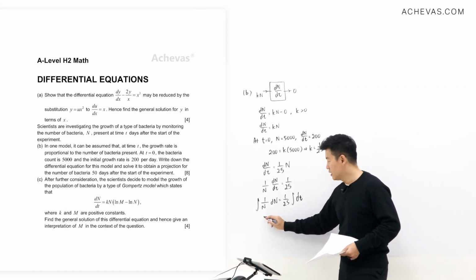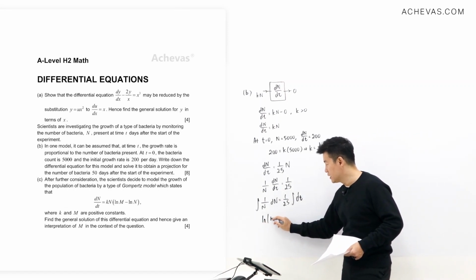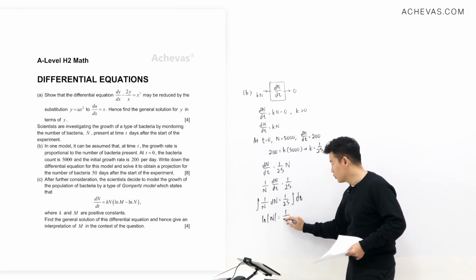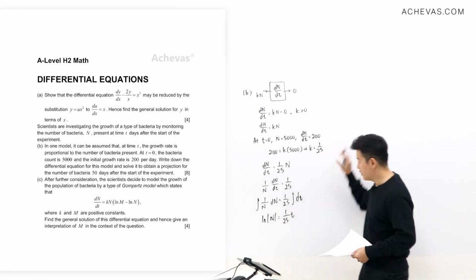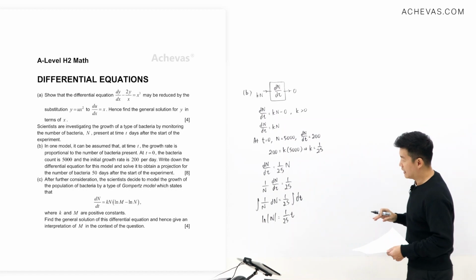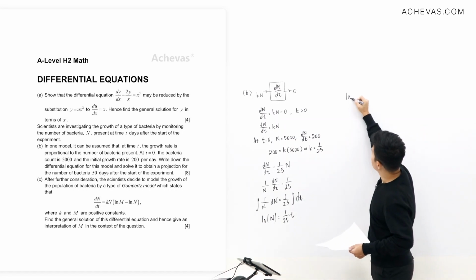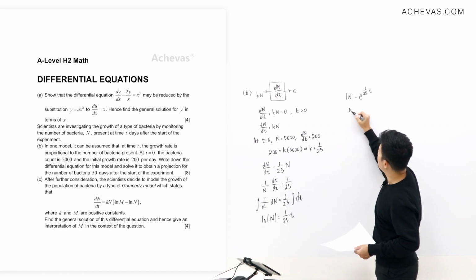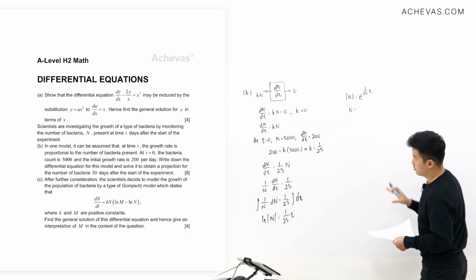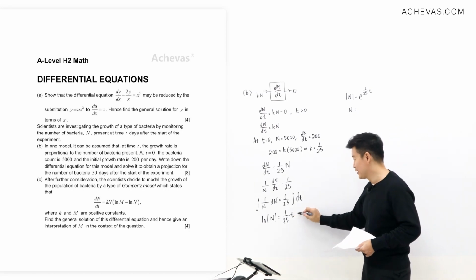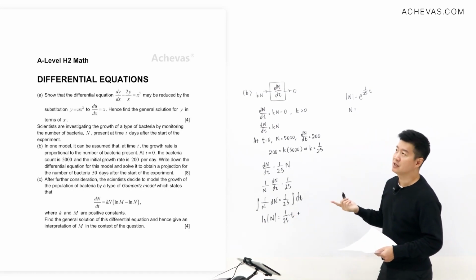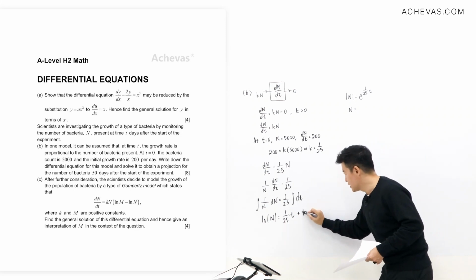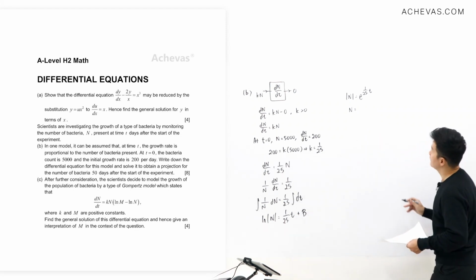For what we have here, this is going to be ln|N| is equal to 1/25 t. Let me continue here and try to make N the subject. So |N| is equal to e to the power of 1/25 t, which means that N is going to be, oops, I forgot the arbitrary constant. In the previous question I used A, so let me just use B for the arbitrary constant for this.